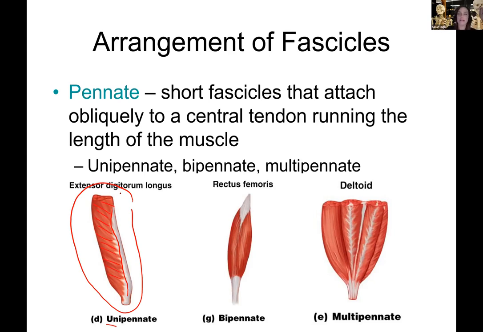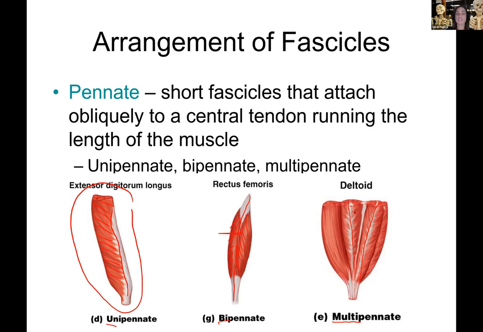Bipennate. So we have this one tendon running right down the middle. But in this case, bi means two. What we're seeing is muscle fascicles connecting off of both sides, so off of two sides of that tendon. And then multipennate, multi means many. We have many of these little tendons in here and the muscle fascicles coming off of them. And so those are obviously also going to determine the shape of a muscle.